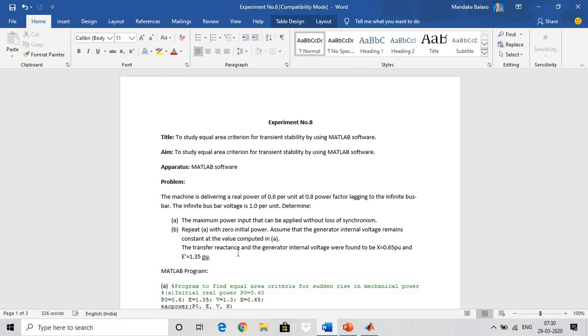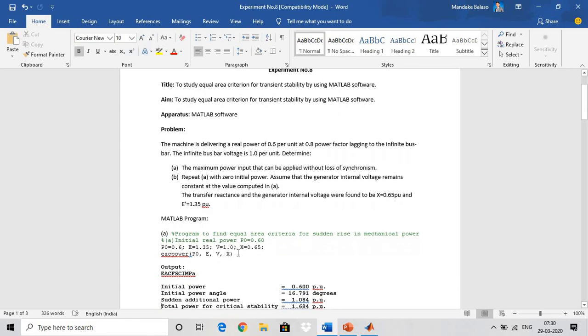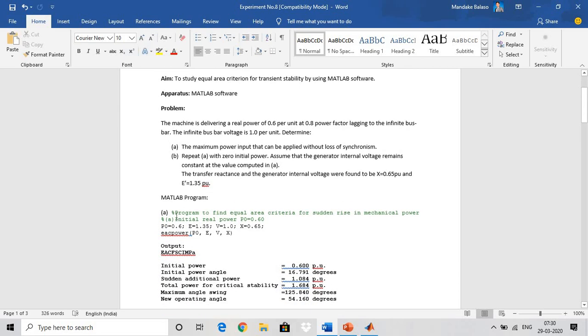So in the first case, if we go through the input parameters, they are P0, that is the initial power, which is 0.6; E, that is the generator voltage, which is 1.35 per unit; then the voltage is 1.0 and the transfer reactance is 0.65 per unit, and we have to plot the equal area criteria by using the MATLAB software.